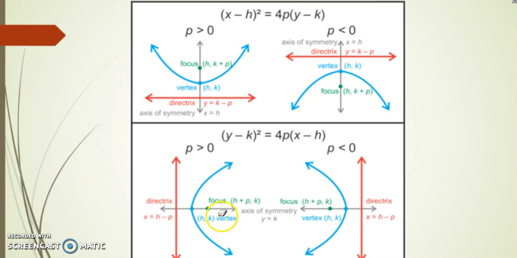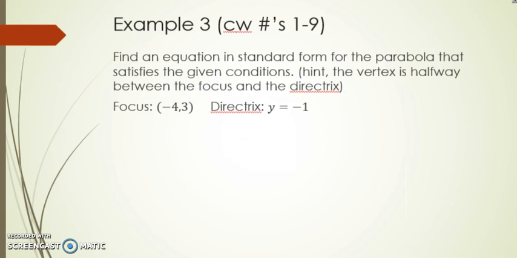So if you can see that your parabola is opening to the left and to the right, and if you know the directrix and the focus coordinate, then you can find the vertex by cutting that length in half, find the midpoint between them basically. So that's what we're going to do on this last example.